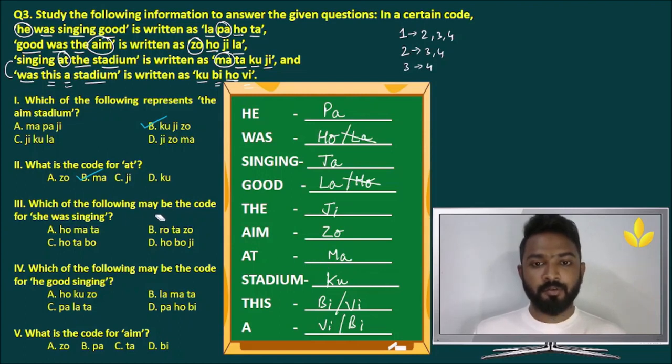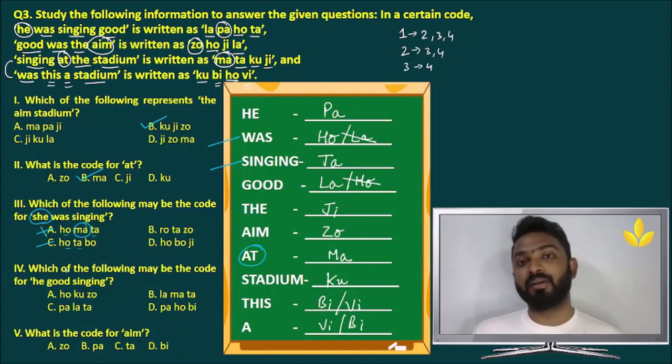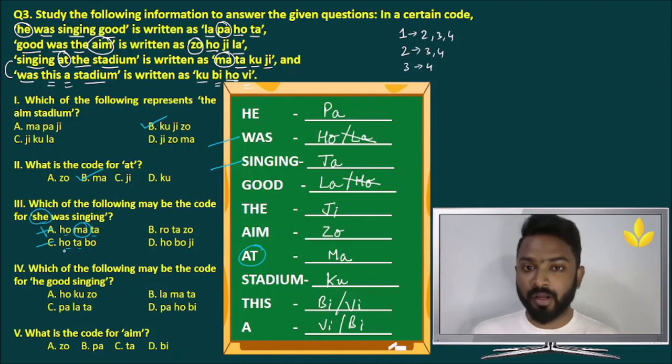Okay. Which of the following may be the code for she was singing? We don't know the code for she, but was and singing we know. Was, singing, ho and ta. Now the issue over here is A and C, both of them have ho and ta. Others don't have. So which one will be the correct answer? Alpha also has ma, but ma we already know is the code for at. So ma cannot be the code for she. That means A is definitely wrong, C may be correct. Others are definitely wrong. C is the only one which has the possibility of being correct. That is why they have asked maybe.